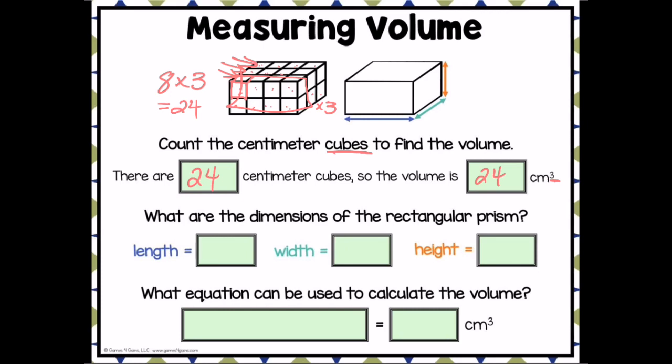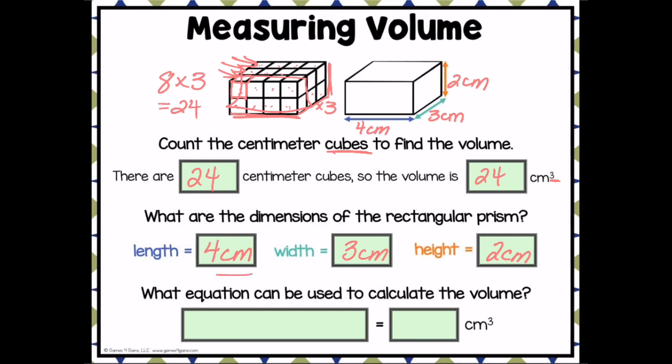So the length is 1, 2, 3, 4. It is 4 centimeters. We know that because we've just counted those cubes. Right here we have 1, 2, 3 centimeters. And how high is it? It is 2 centimeters. So our length is 4 centimeters. Our width is 3 centimeters. Our height is 2 centimeters.